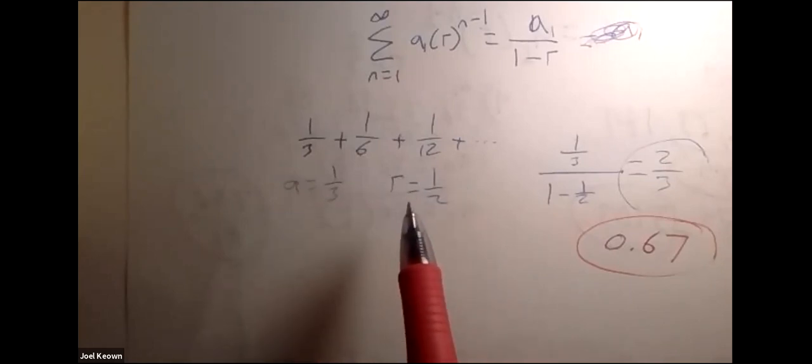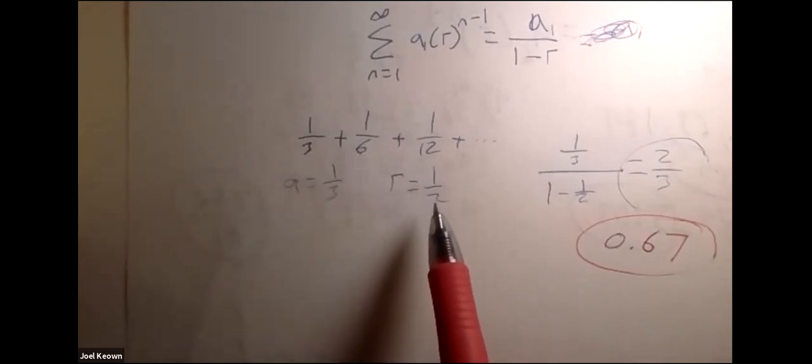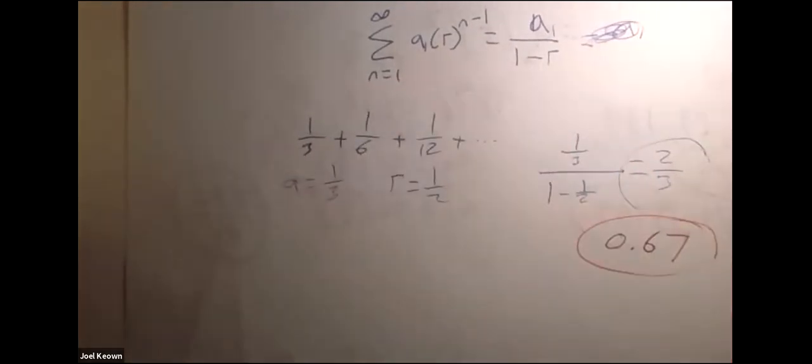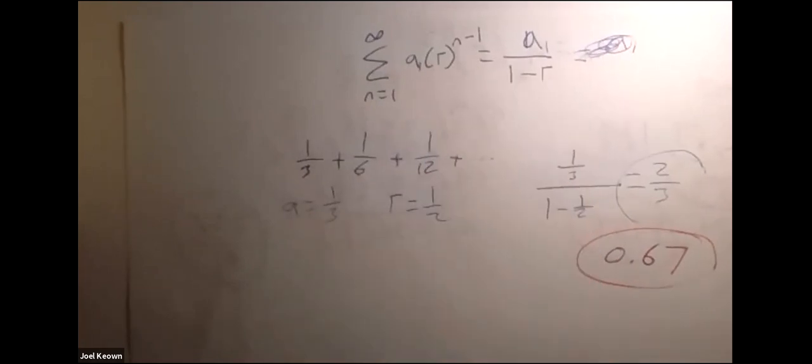If this r value was greater than 1, say it was 2 or 3/2, then I could not do this. This rule right here would not work. It only works if r is less than 1. Okay. Let's try some other ones. I'll flip that. Share screen again.